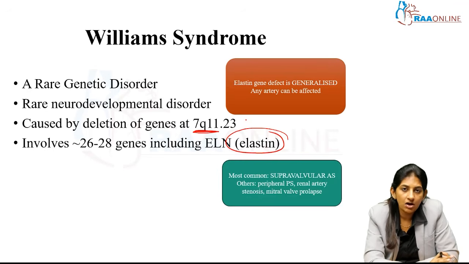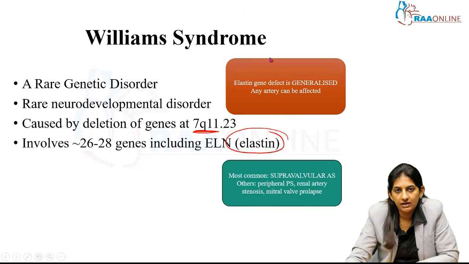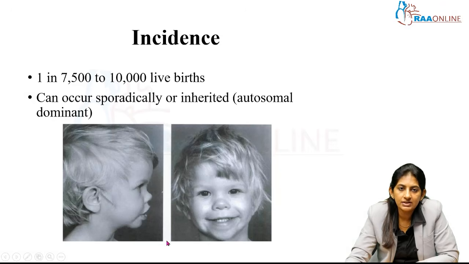The most common cardiovascular anomaly seen in Williams syndrome is supravalvular aortic stenosis. And apart from the supravalvular aortic stenosis, there can be peripheral pulmonic stenosis and renal artery stenosis. Typically, any artery can be affected because of the elastin abnormality, but most often the renal artery, supravalvular aortic stenosis, and mitral valve prolapse are seen.